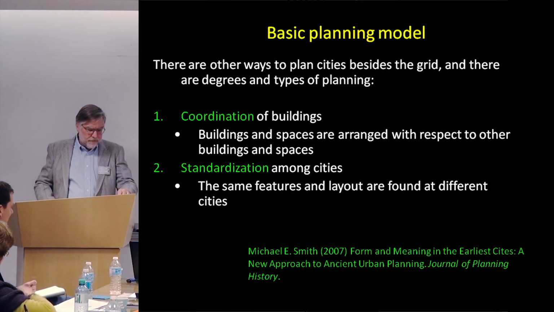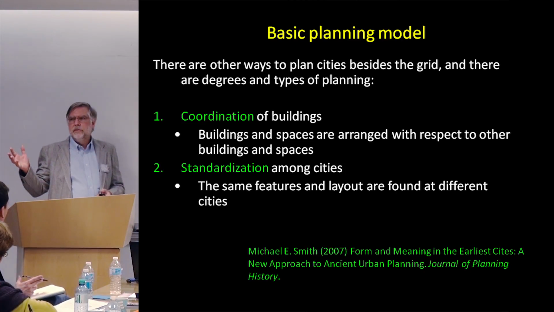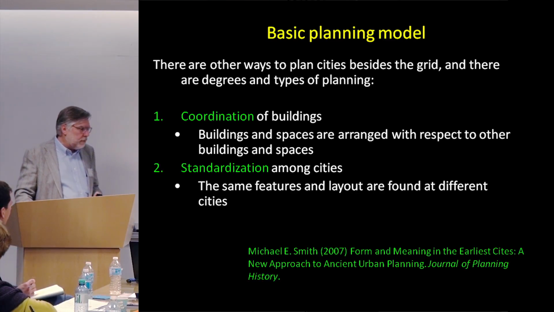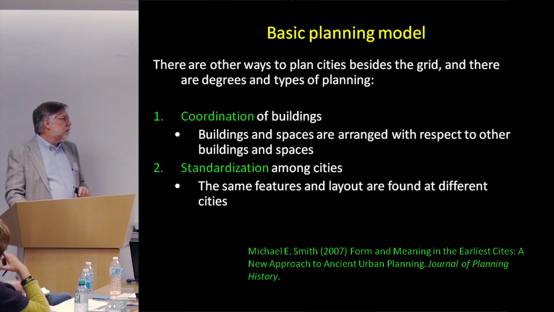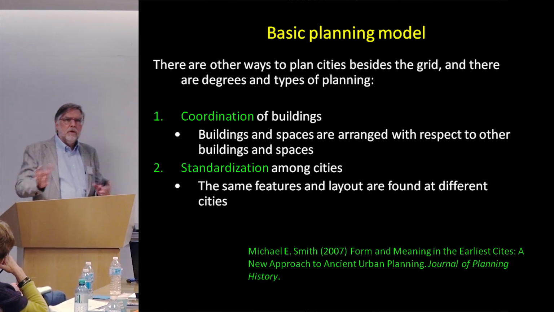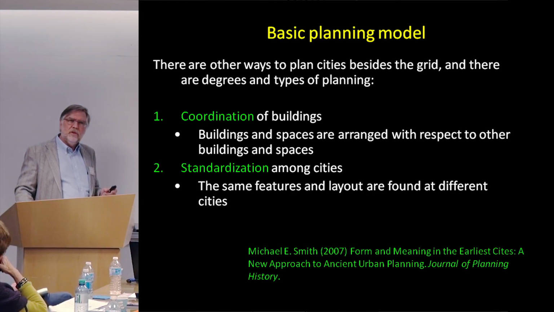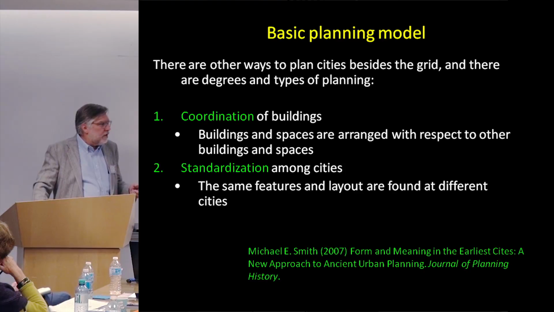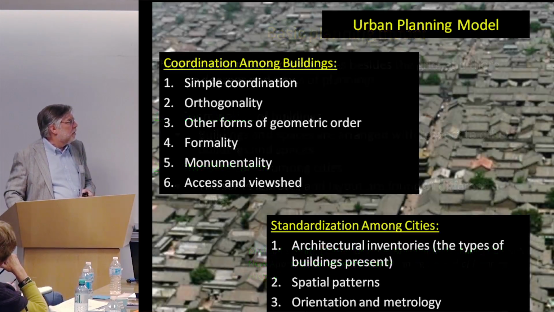And the basic point was to show the planning is not just a grid or an orthogonal system, that there's various kinds of planning and there's various levels or degrees of planning. And I had two features: coordination of buildings, how buildings are arranged in relationship to one another, and standardization among cities. If you find a bunch of cities that all have the same kinds of buildings or have the same alignment or whatever, that shows that there's some kind of planned arrangement among those buildings.